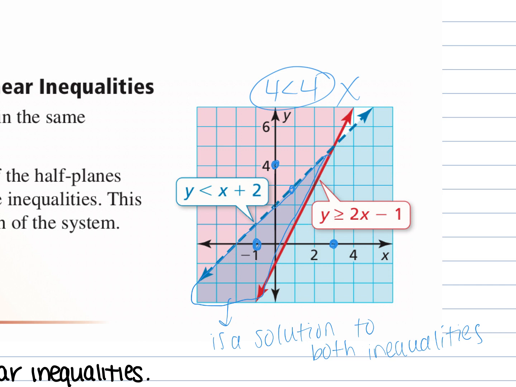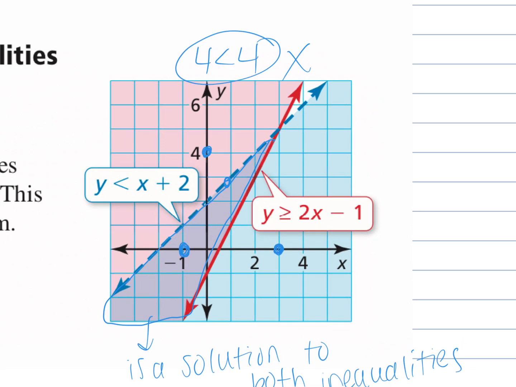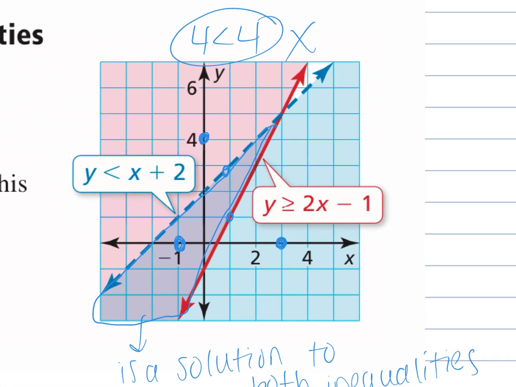What about if it was a normal line? If it was a solid line like the red one, points on the red line are solutions to the red line. Okay? Good questions.